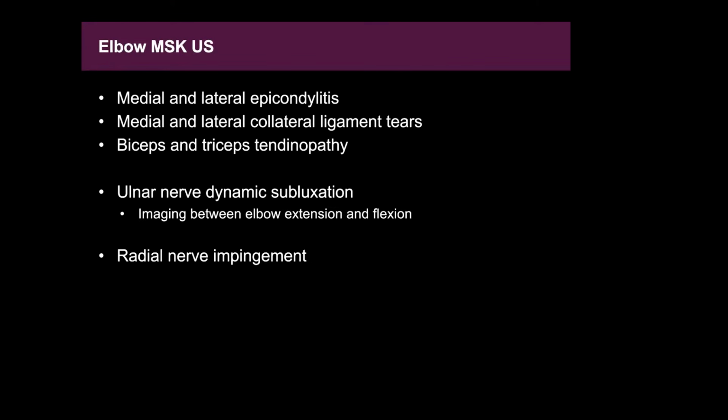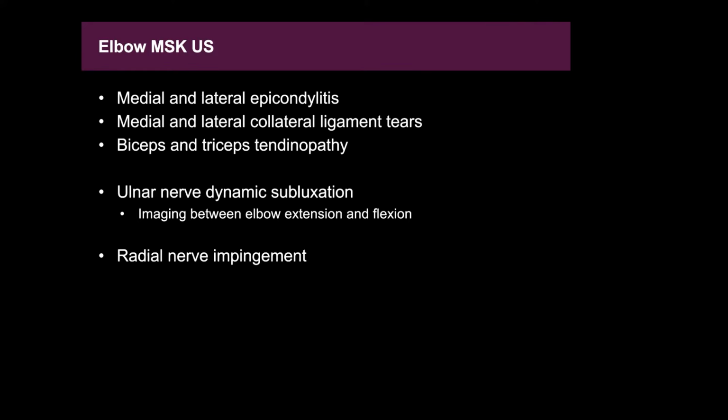This is a summary slide of the things you could look at under elbow ultrasound. You could, of course, look at things like medial and lateral epicondylitis. We looked at the medial elbow, or golfer's elbow, in our example images, but you could certainly look at the lateral collateral ligaments or the lateral epicondylitis. You could look at things like triceps tendinopathy.